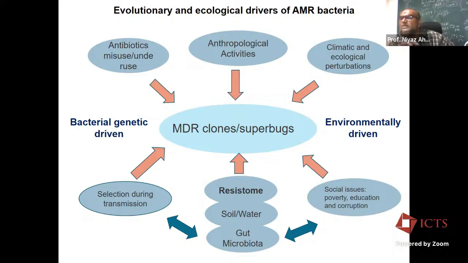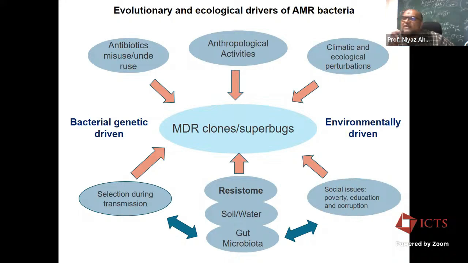So predominantly, I see two different forces: bacterial genetic forces and environmentally driven forces. These include selection during transmission, point mutations, and horizontal gene transfer mediated acquisition of plasmids and mobile genetic elements, and so on and so forth. These are some of the things from the bacterial side.